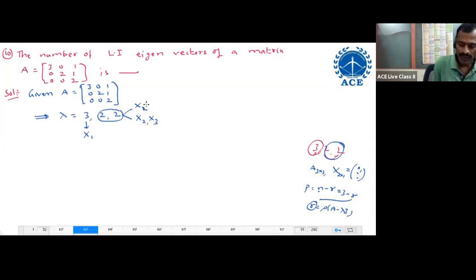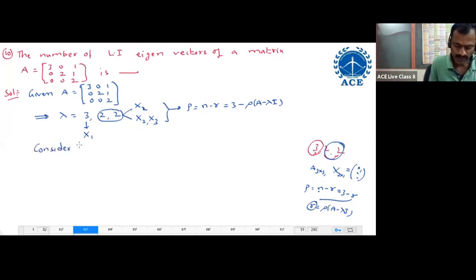But either 1 or 2 corresponding to 2 is given by the formula P equal to n minus r. N is 3, r is the rank of its characteristic matrix. So we need to find this P value. To get the P value, we require the rank of the characteristic matrix corresponding to lambda equal to 2 only.